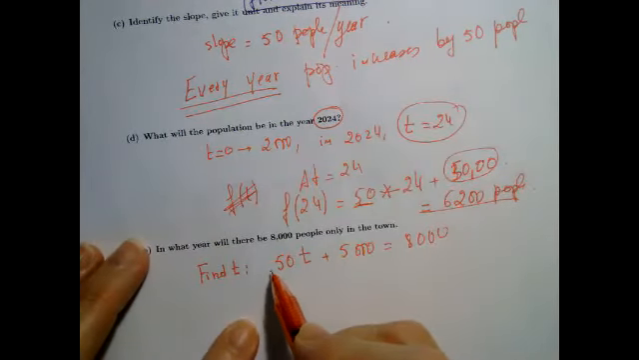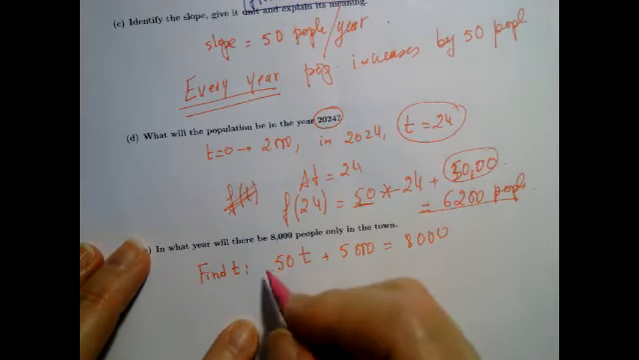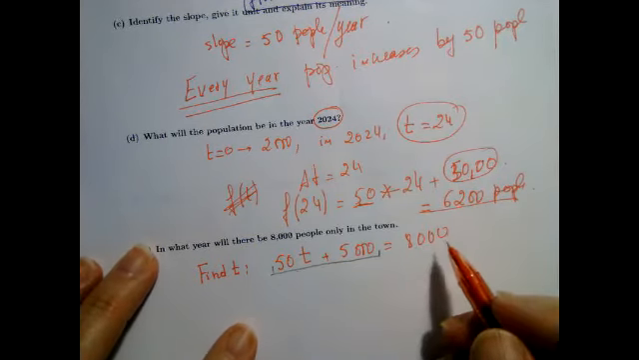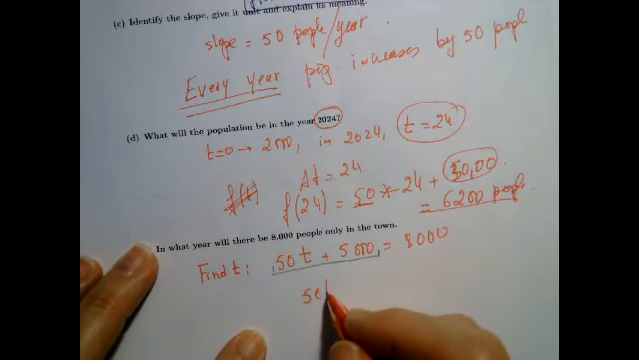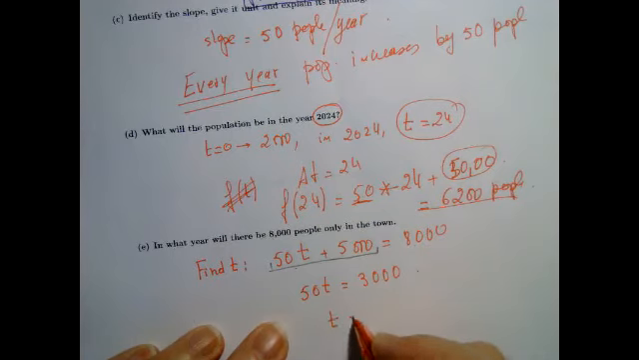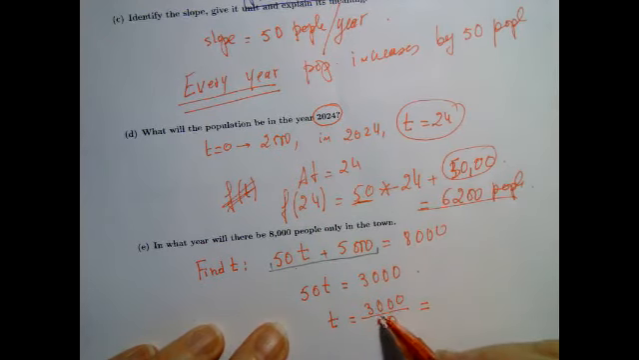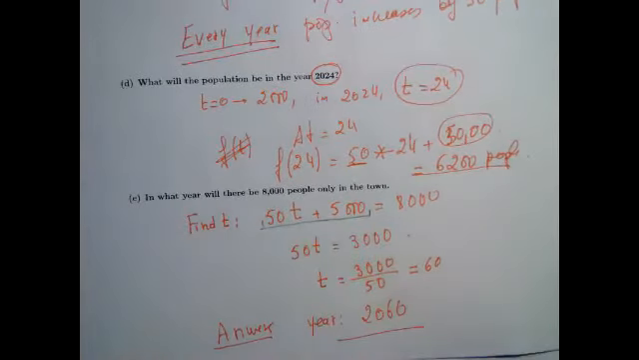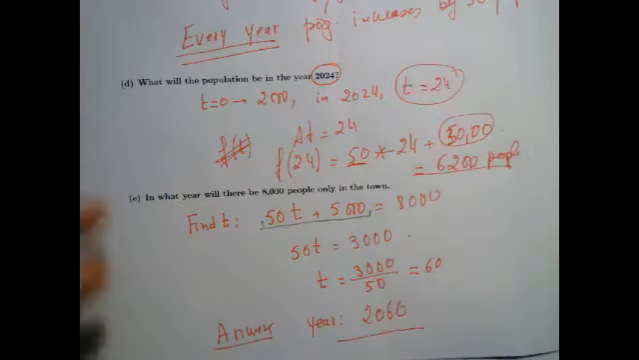So we need to find the t. That's why when we find the formula, we can answer a lot of questions with ease. We need to find the t such that 50t plus 5,000 equals 8,000. And now I can solve. I take away 5,000. I will have 50t equals 3,000. It means my t is 3,000 over 50, which is 60 years. So t equals 60. t equals 0 corresponds to the year 2000, so the answer will be in the year 2060.